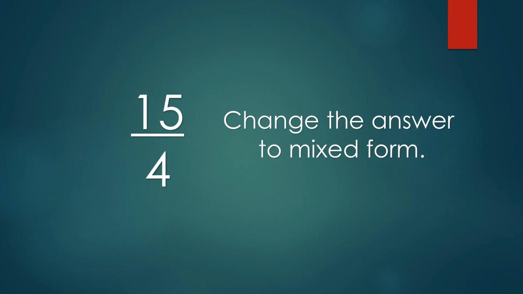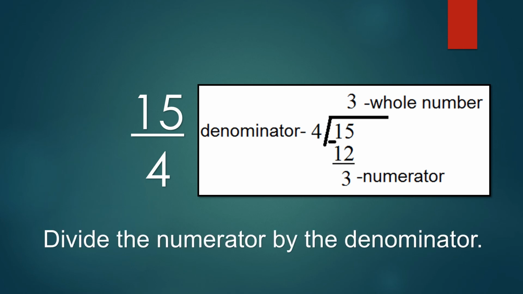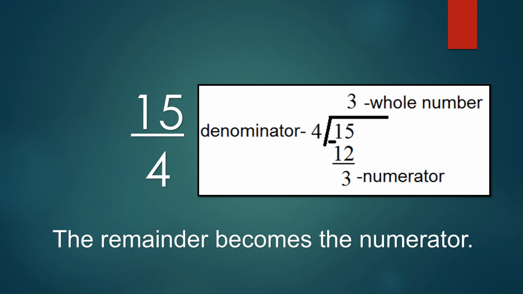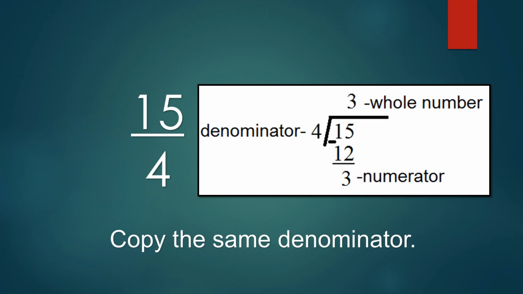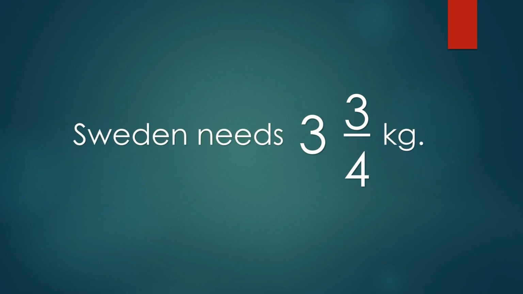Since we have an improper fraction, we have to change the answer to mixed form. We have to divide 15 by 4. Divide the numerator by the denominator. The quotient becomes the whole number, and the remainder becomes the numerator. Copy the same denominator. We have now 3 and 3/4. So Sweden needs 3 and 3/4 kilograms of flour.